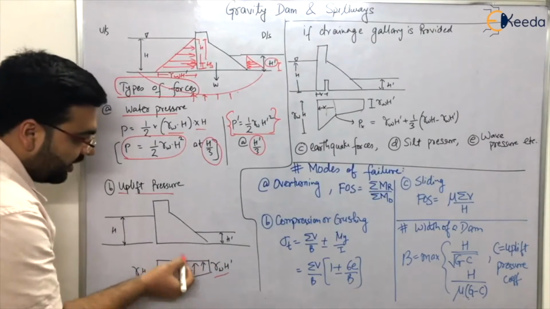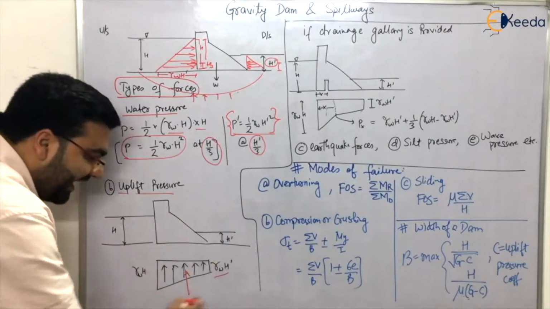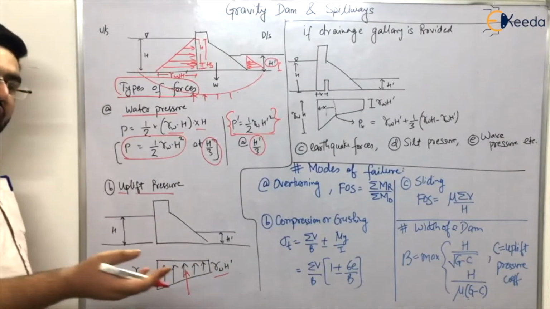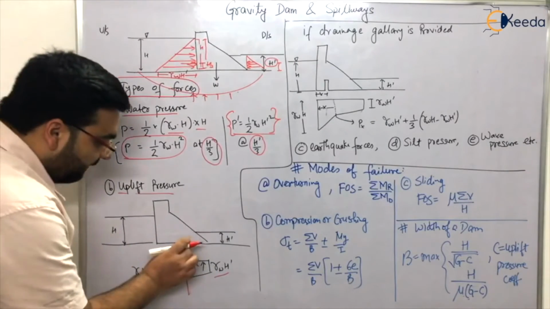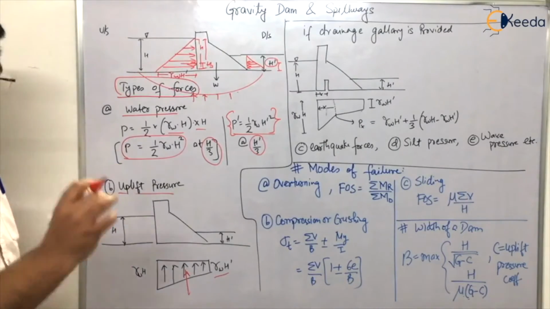To determine the force acting, we have to calculate the area of this trapezoid, and we can also calculate the centroid of this trapezoid. That will be the center of force, where that particular pressure force will be acting.